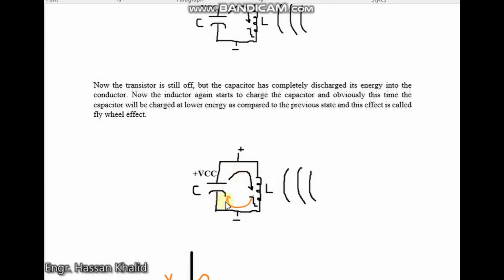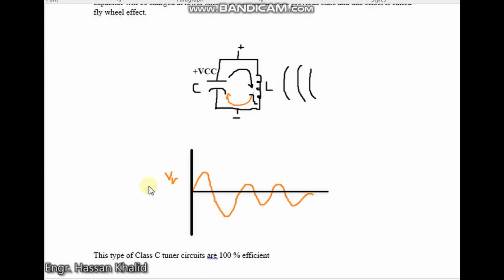While all of this process is happening, this form of state is actually called the flywheel effect. And you might notice that the voltage transferred over the capacitor will look something like this. This is known as damped oscillation, in which the oscillations decrease in magnitude with respect to time. However, it is also claimed that class C tuned circuits are 100% efficient.